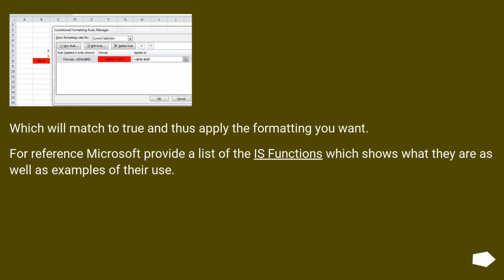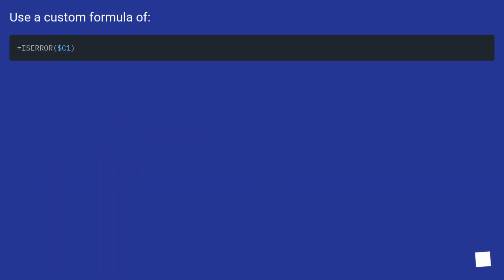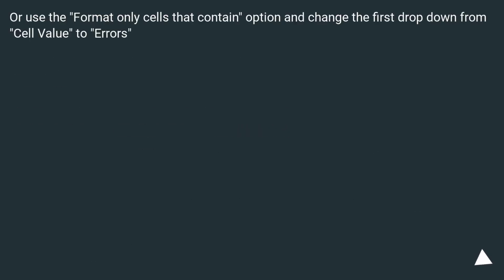For reference, Microsoft provide a list of these functions which shows what they are as well as examples of their use. Use a custom formula, or use the format only cells that contain option and change the first drop-down from cell value to errors.